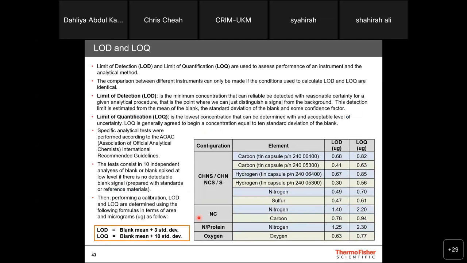Limit of detection is to determine your method and instrument, how low it can detect. Limit of quantitation is how low I can quantitate. So LOD and LOQ are actually based on the lowest concentration that the method can detect and quantitate. A guideline is very simple. We will run 10 independent, 10 consecutive injections of blank capsule. Okay, so we make sure that we can detect them, and we will use the standard deviation to determine.